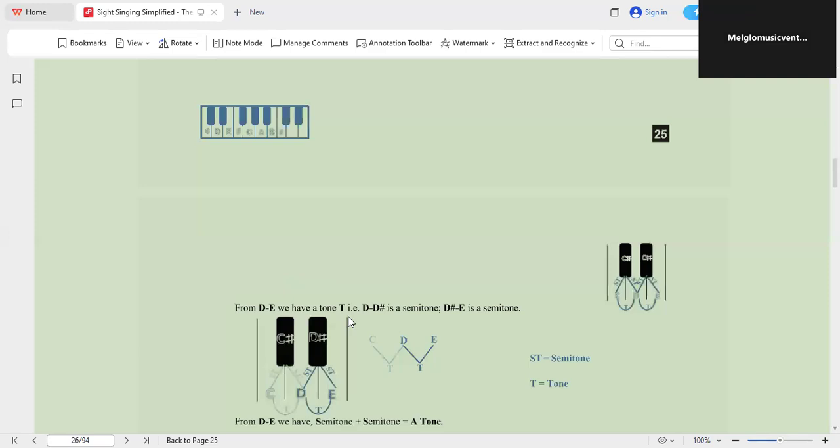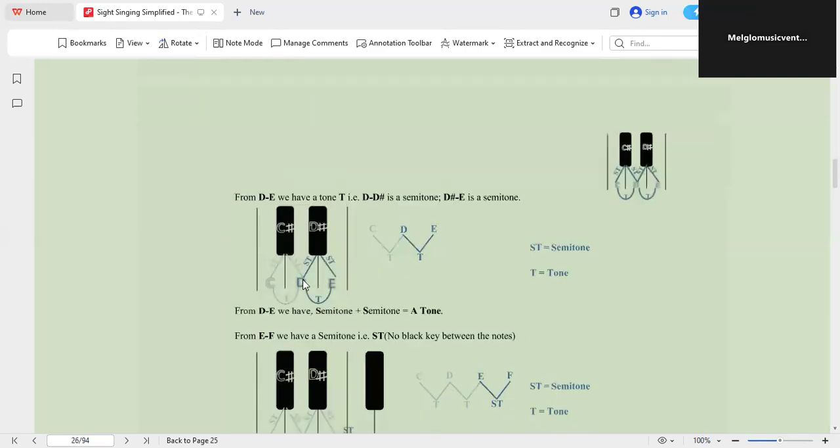Then we move from D to E. From D to D sharp is a semitone, and from D sharp to E is a semitone. So D to E is semitone plus semitone equals a tone. So we have from D to E a tone, just like we had on C to D a tone. So we now have tone, tone. And according to our major scale pattern, what we need next after these two tones is a semitone.